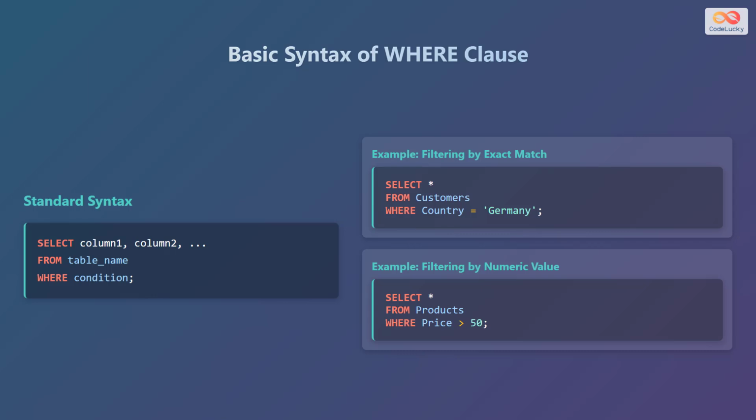Here are a couple of examples. The first example shows how to filter data by an exact match. It selects all columns from the customers table where the country is Germany. The second example shows how to filter data by a numeric value. It selects all columns from the products table where the price is greater than 50.